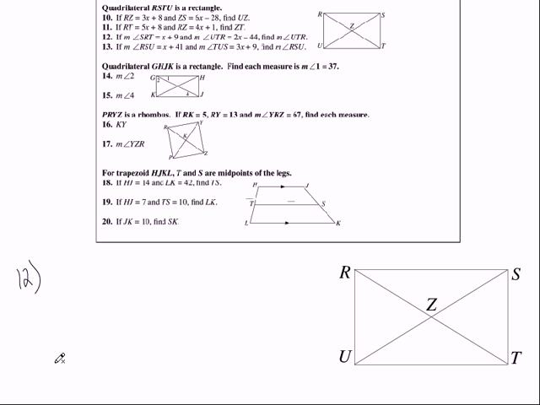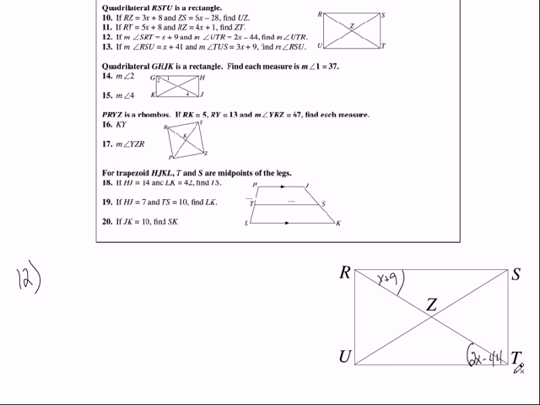Alright, let's do number 12. Now we're going to deal with some angles here. It says angle SRT. Let's find that first of all. SRT, that would be this one right here. That's SRT, is x plus 9. And then UTR, that would be this one right here, is 2x minus 44. Find angle UTR.